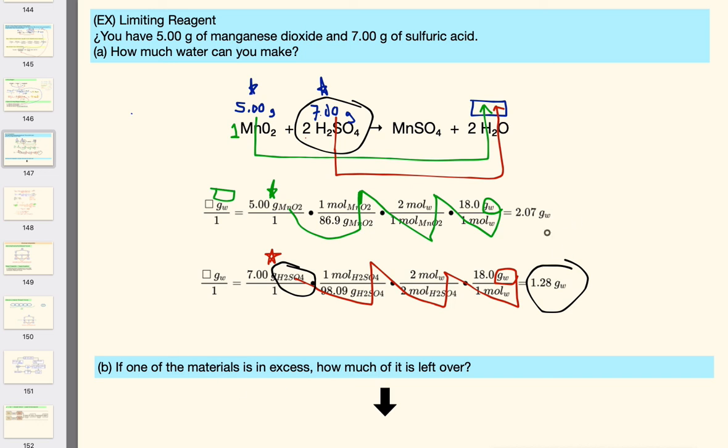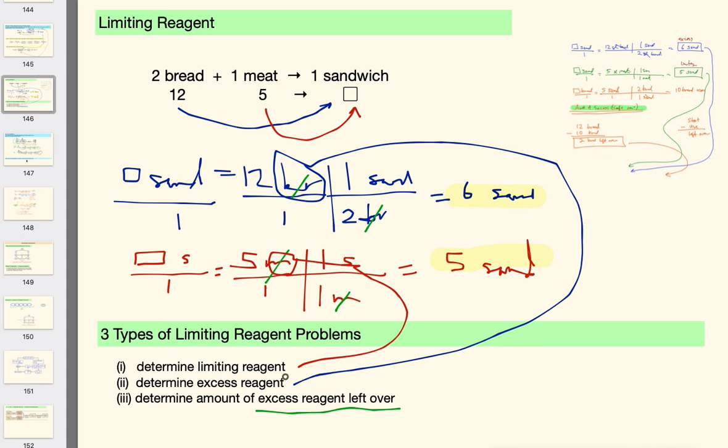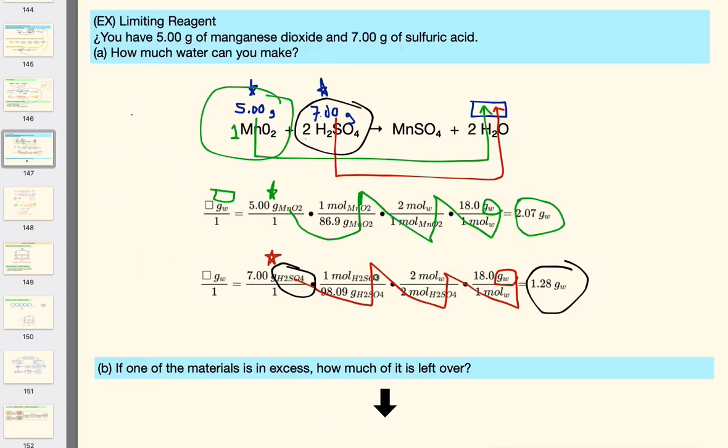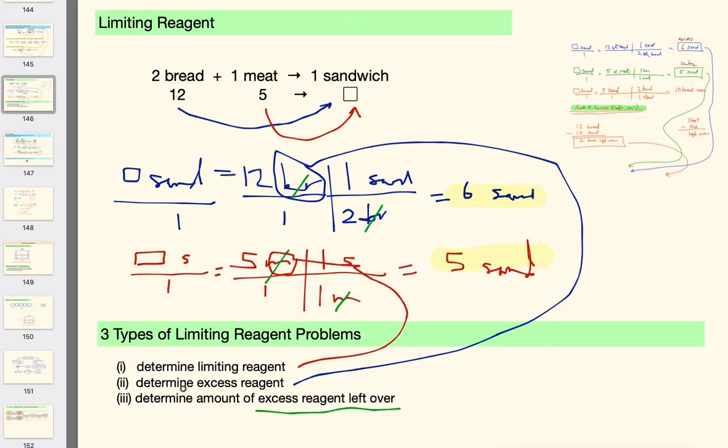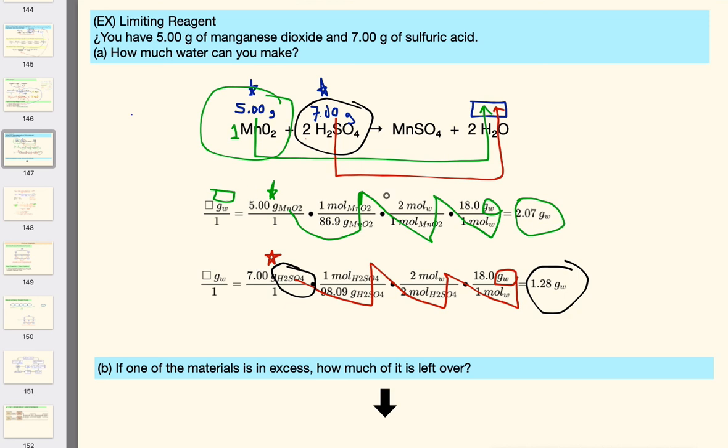Which one is in excess? I know the one that's in excess is this one. Why? Because it produced more than the minimum. So this is the material that's in excess. That covers the first two types of questions I told you about. An easy question would be, what's the limiting reagent? Your answer would have been sulfuric acid. Next type of question, determine the excess reagent, which in this case was the manganese dioxide.